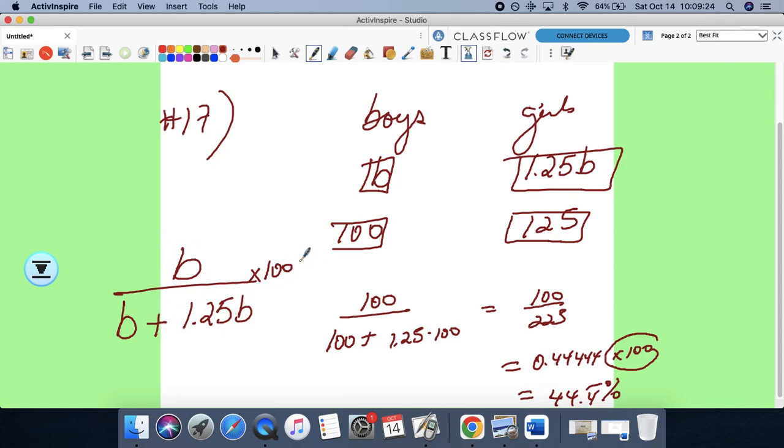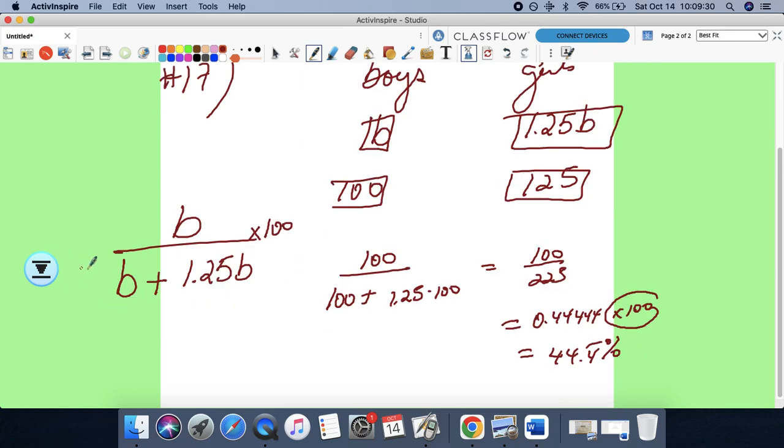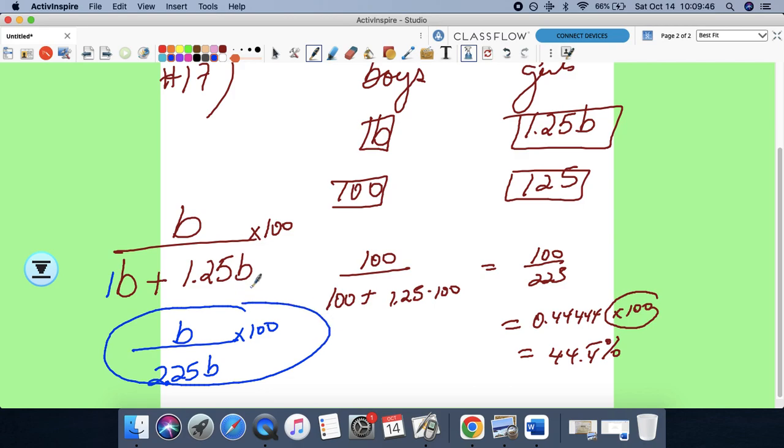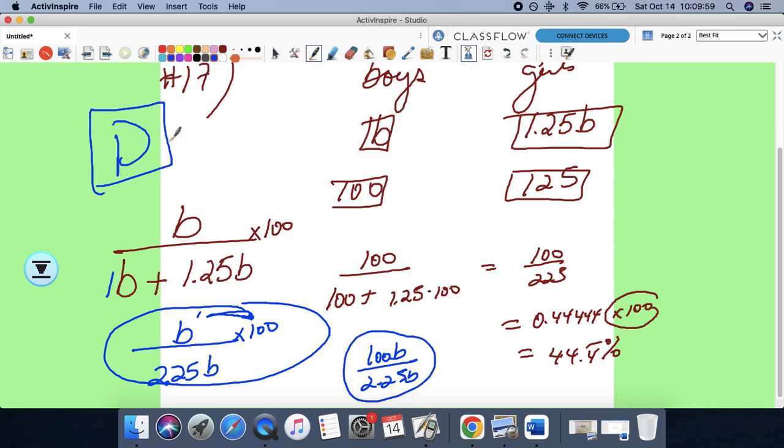Now, look at your multiple choice. The only one that looks like this, right, and to further make it easier for us to see, well, B is just B. This is an invisible 1. We can combine like terms, so that becomes 2.25B, right? And then times 100, is there anything that looks like that? Well, not quite, but if you look at letter D, you have 100B, which they multiply these two guys here, over 2.25B. So 17 is D. Well, tricky. Okay, definitely.